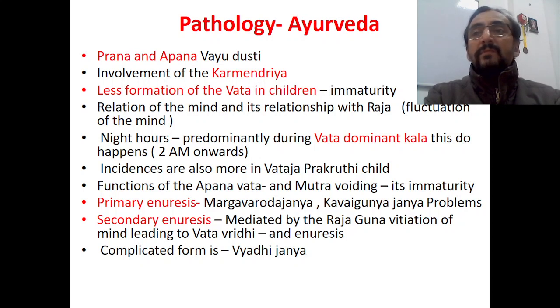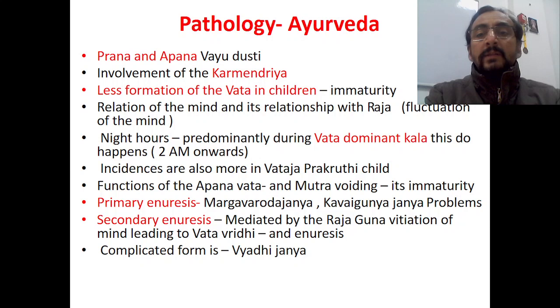So there is some sort of fluctuation of the mind. If I say Vata Vriddhi or Vata Kshaya is there, it has some relationship with Raja also. Rajaha Pravartaka. Raja is related with the fluctuation of the mind. At night hours, predominantly during the Vata dominant Kala, if you divide the 12 night hours into Vataja, Pittaja and Kaphaja Kala, this happens. Most cases of nocturnal enuresis are reported in the Vata dominant Kala, from 2 am onwards.